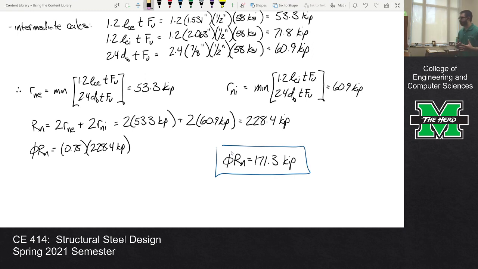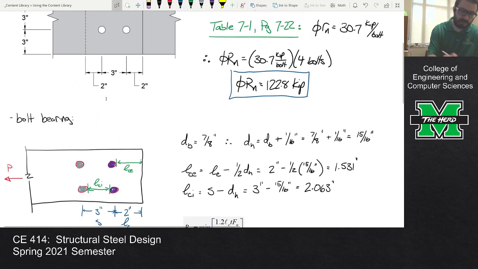Now, if we compare this to what we got up here, we got 171.3 kips for bolt bearing. So this is the bolt bearing capacity. And then we compare this to up here. This is the bolt shear. Which governs?